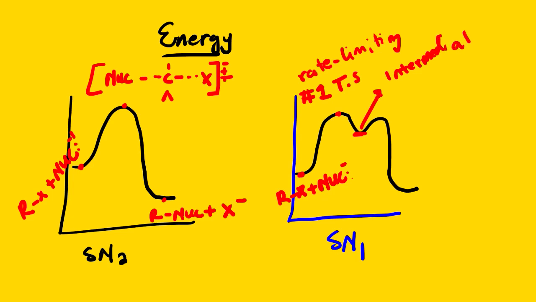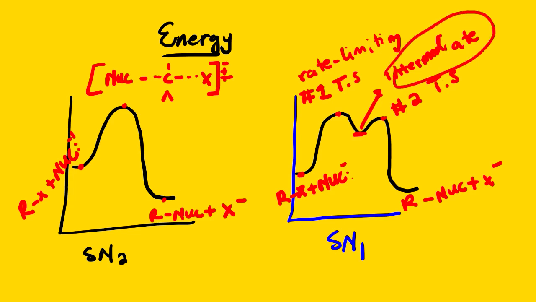By the way, SN2 doesn't have an intermediate, and then this will be the second transition state. Then this is where we have our R bonded with the nucleophile and our leaving group here. So the difference is that SN1 has two transition states, including the rate limiting step, and it has the intermediate state, whilst SN2 doesn't have an intermediate state.